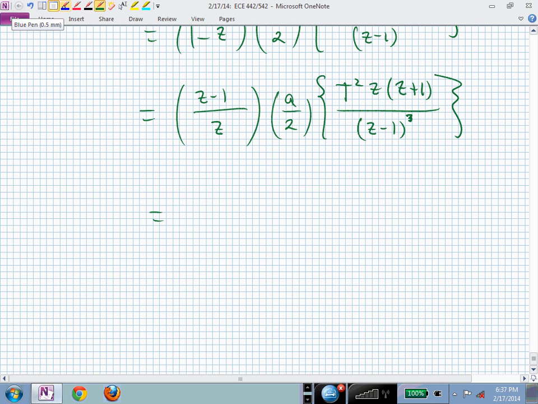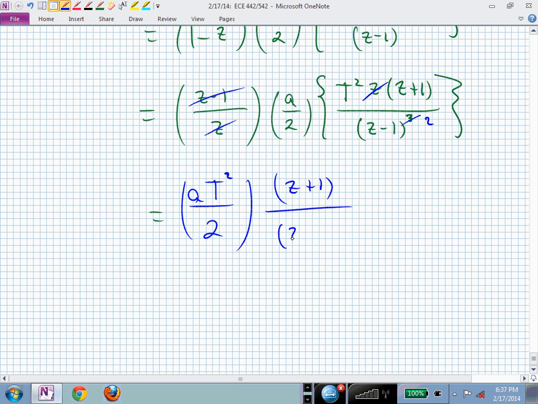Now I can start cleaning this up a little bit. That z gives me 1 fewer of those, and now I have a t squared over 2 times z plus 1 over z minus 1 squared.